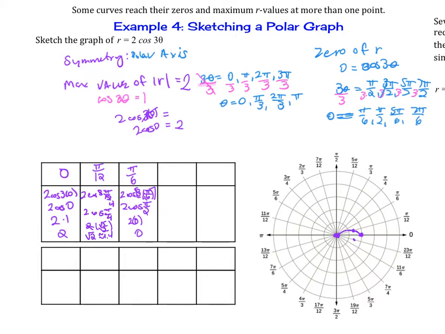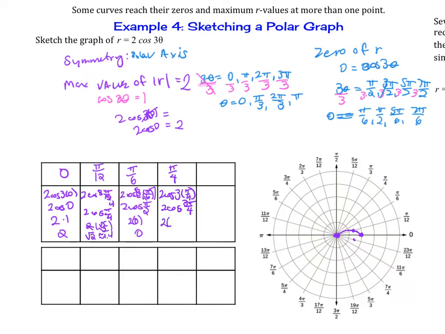Now let's choose another value. Let's try pi over 4. So 2 cosine of 3 times pi over 4. We're looking at 2 cosine at 3 pi over 4. So 3 pi over 4, we're going to get a negative value.